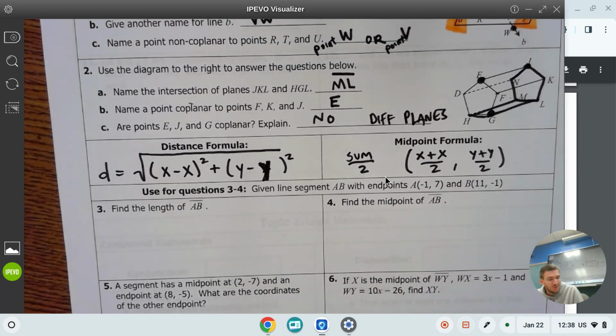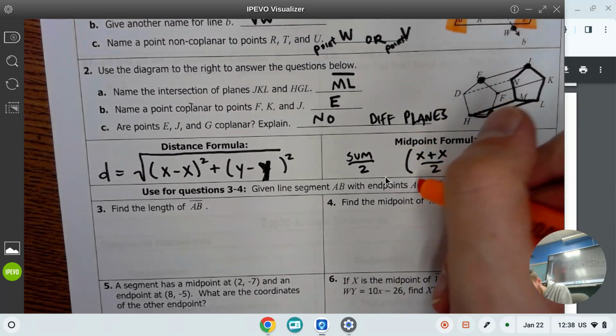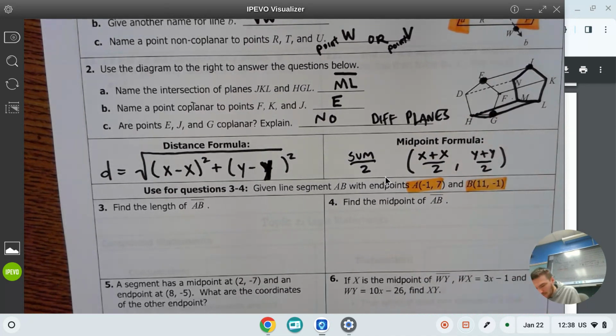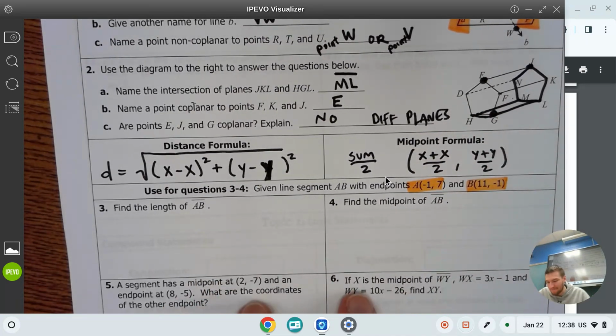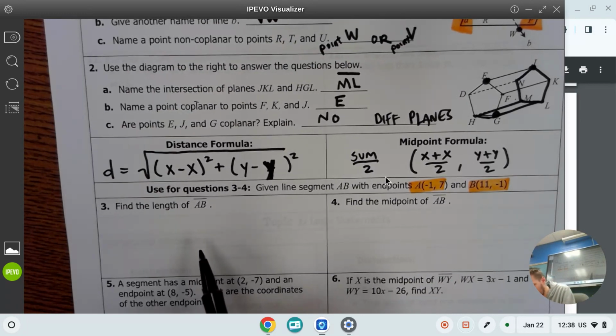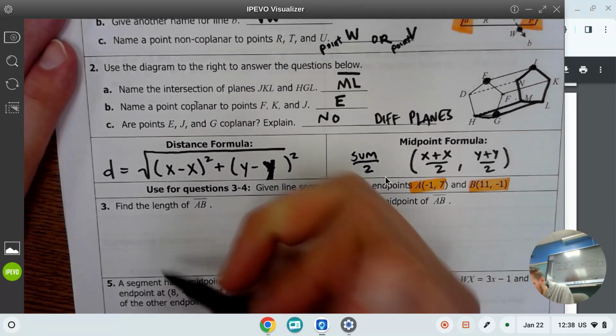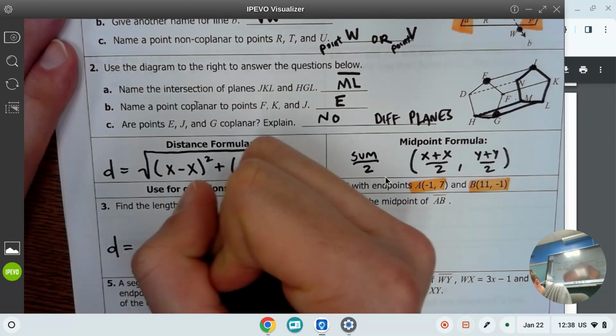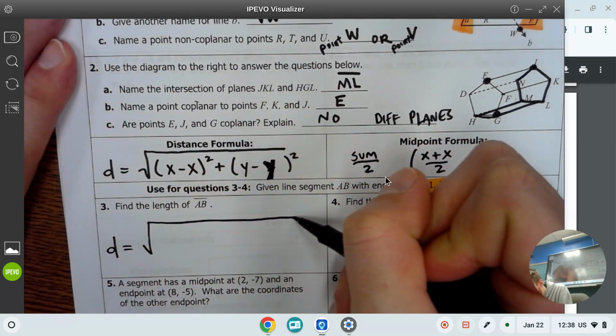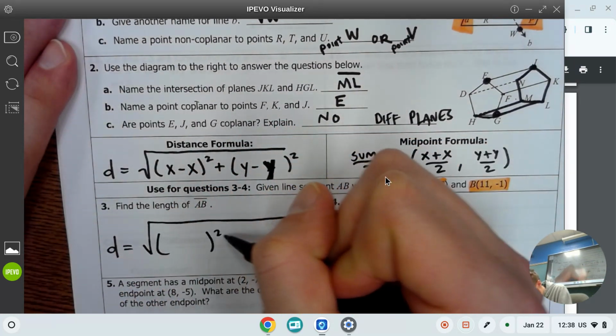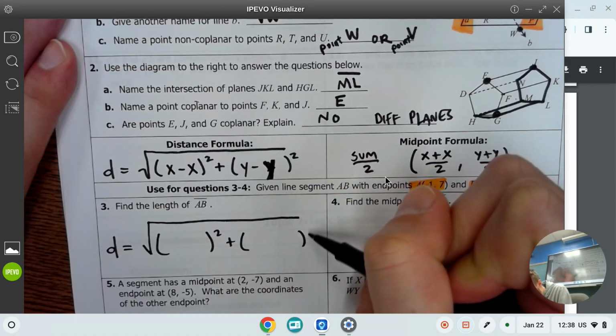We're given these two coordinates here. They're a little bit in a weird spot, so make sure that you know where they're at. And then we've got 4 questions that are all talking about it, or maybe just these first 2 are. Find the length. That's going to be distance. Square root, squared.